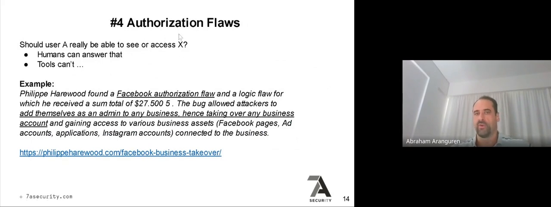Another one would be authorization flaws, right? So this is also like, should user A really be able to see or access X, right? So authorization flaws are another type of logic bug, right? So humans can answer that, but tools really can't, right? So in this case, this is another example. Again, Facebook authorization flaw. The guy got 27K. He found he could add himself as an admin to any business and take over any business account and so on, right? So there's a lot of stuff like this.